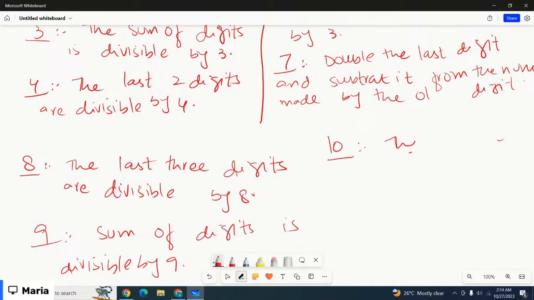Okay, the next one is the divisibility rule for 10. So if the number ends in 0, like you have 40, yes, you have 0, that means the number is divisible by 10, right?